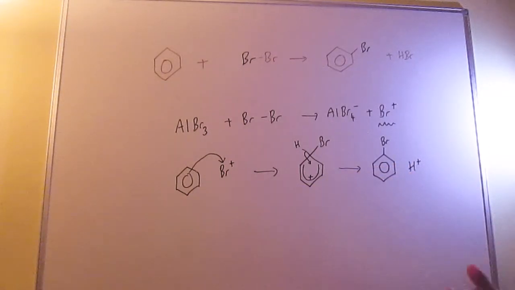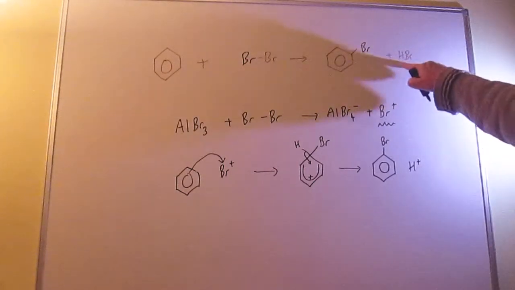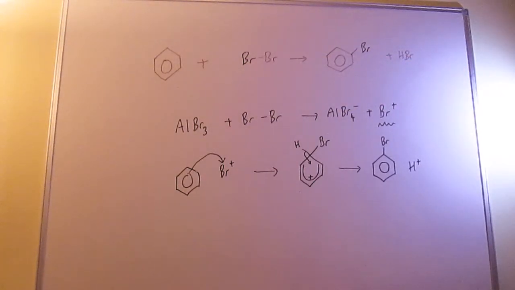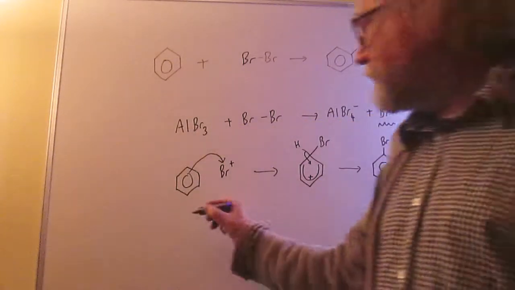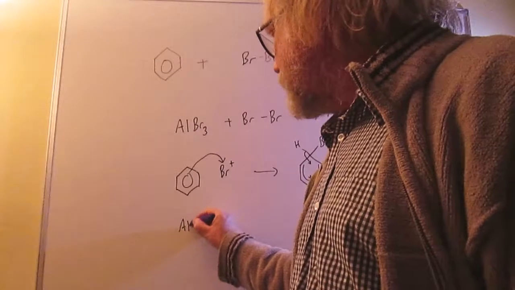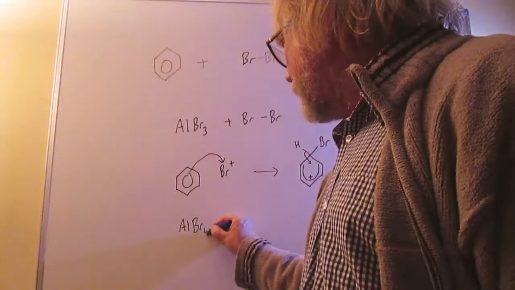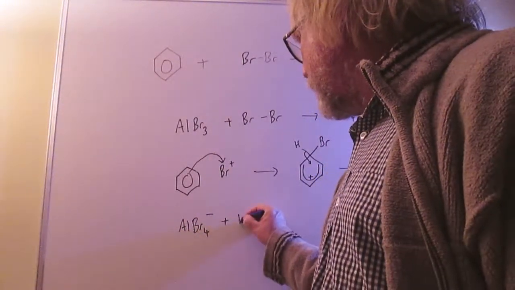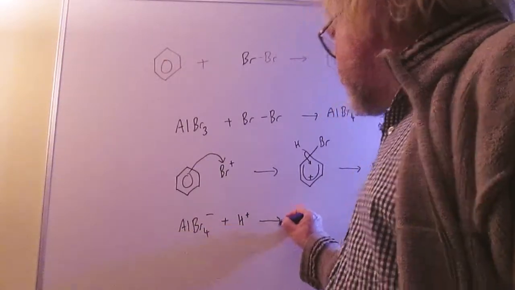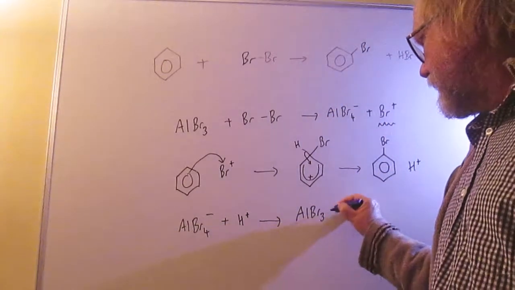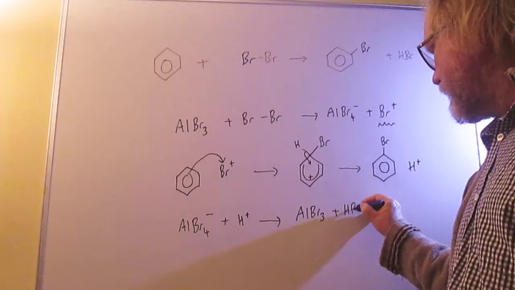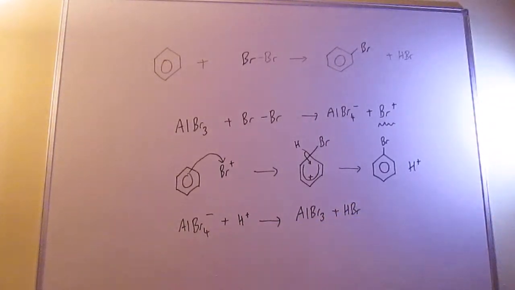And the final thing is we've got to make HBr, which is our other product, and we've got to get our catalyst back. And we do both of those things by reacting this H plus with that AlBr4-. So this is the final stage, which completes the reaction. So AlBr4- reacts with H plus and gives us back our AlBr3 catalyst and forms the HBr. So that's the mechanism with bromine.